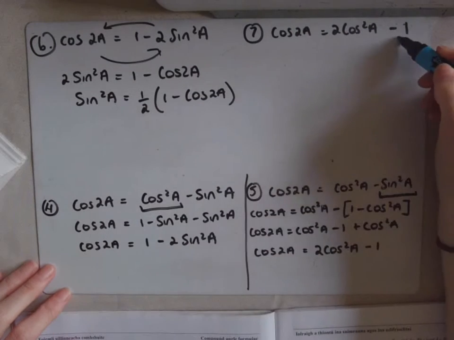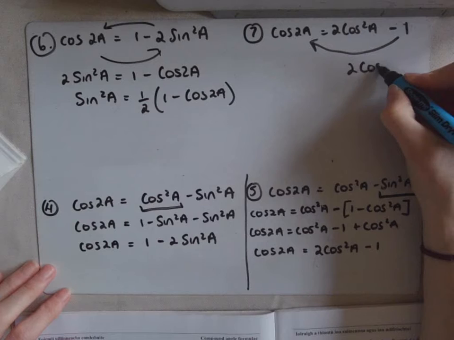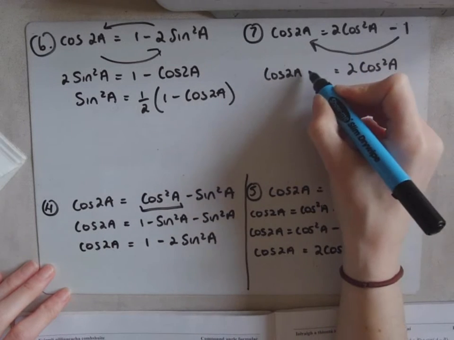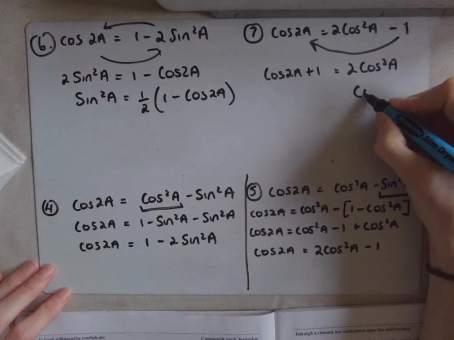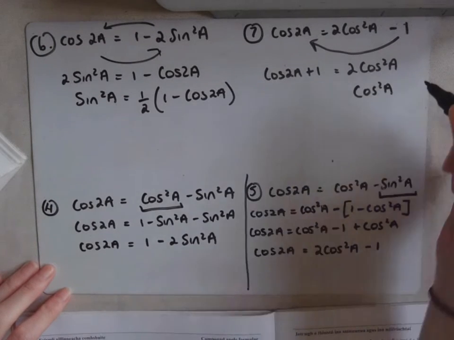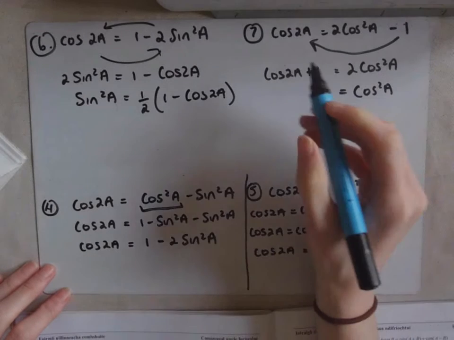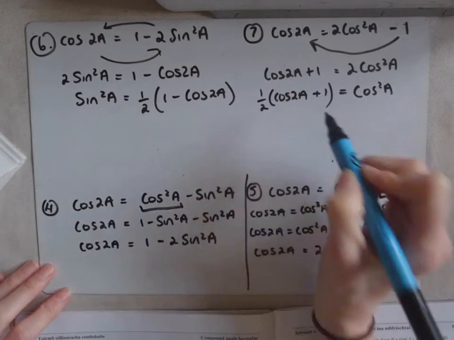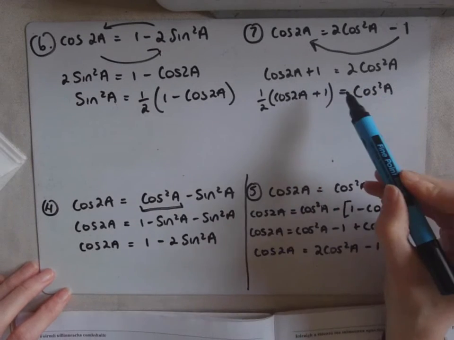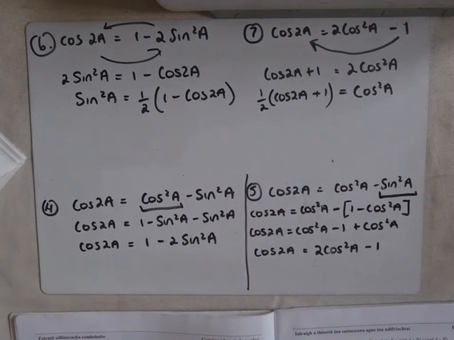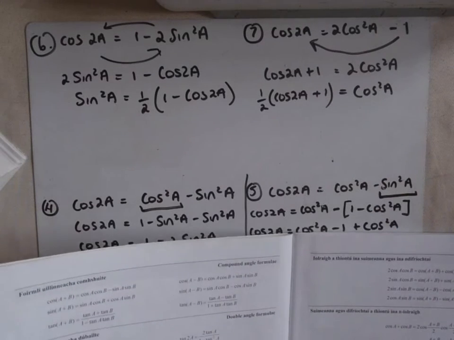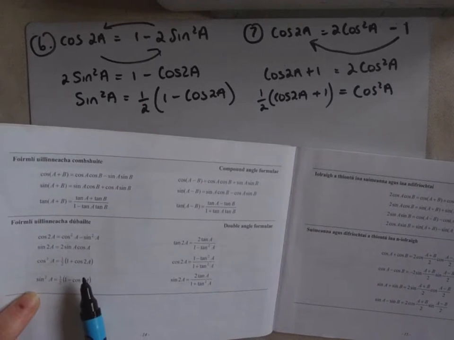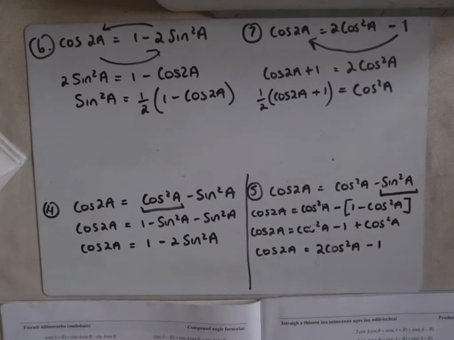So if I want to get the cos squared a on its own, the minus 1 comes over and becomes plus 1. Then I have 2 cos squared a, and I just want cos squared a, so I just multiply this side by a half. Normally we'd say we bring that 2 underneath the whole thing. That's the exact same as multiplying by a half. And that one is given to you as well there. Cos squared a is a half, 1 plus cos of 2a.